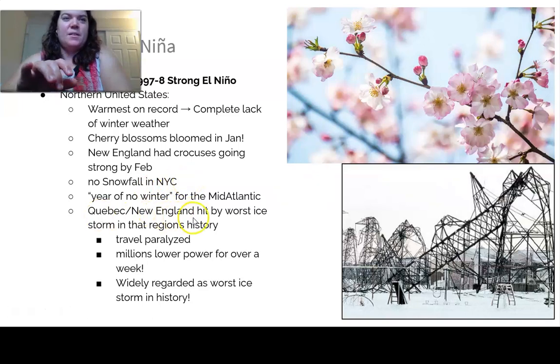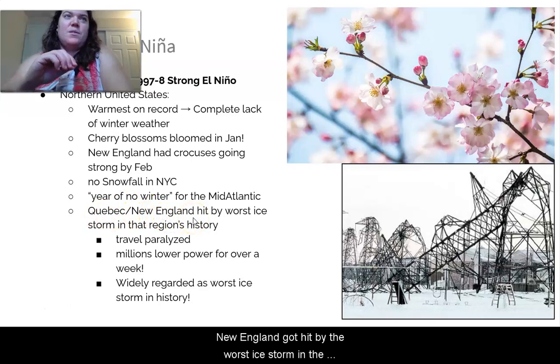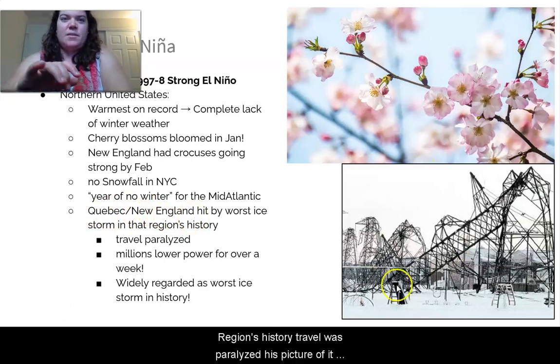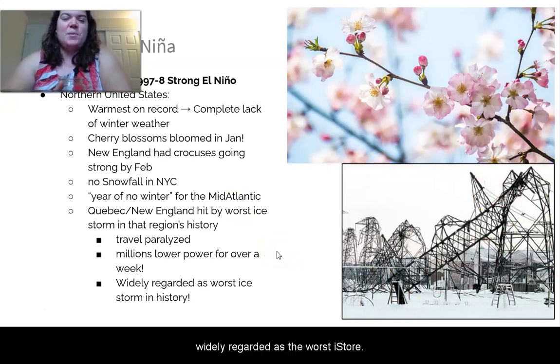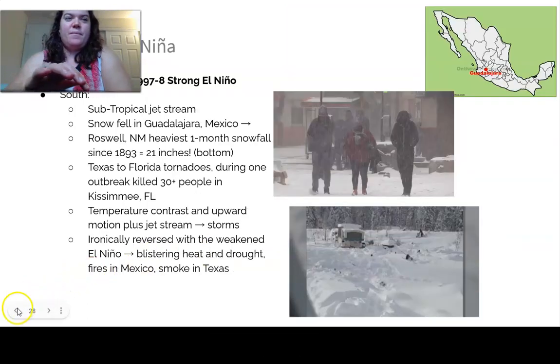And Quebec and New England got hit by the worst ice storm in the region's history. Travel was paralyzed. Here's a picture of it. Millions lost power for obvious reasons. And it's widely regarded as the worst ice storm in history.